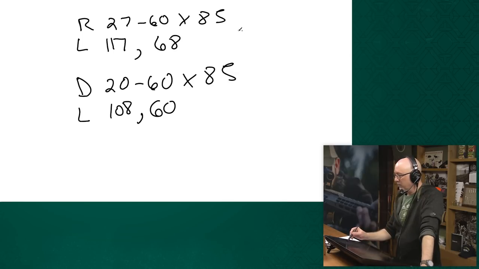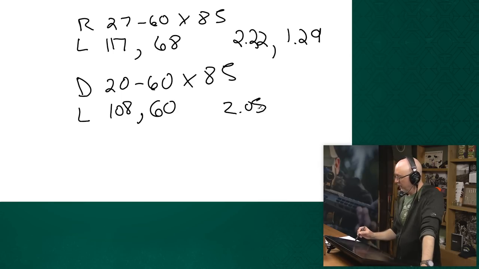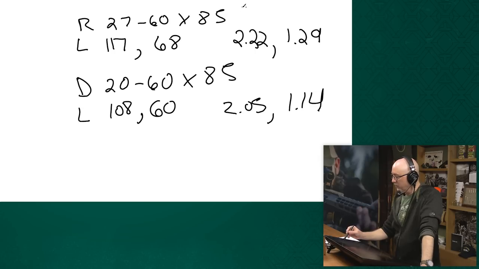For the Razor, you get an angular field of view of 2.22 degrees and 1.29 degrees. On the Diamondback, you get 2.05 and 1.14. When you calculate this out to apparent field of view, on the Razor at low power you get 59.94 degrees, and at 60 power, believe it or not, you get 77 degrees.